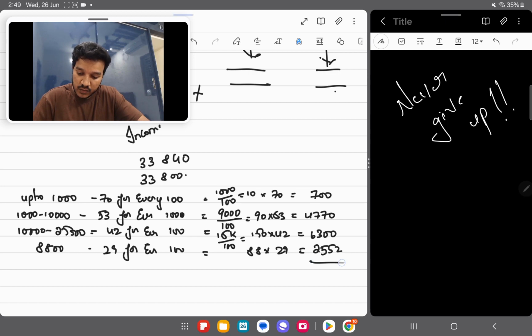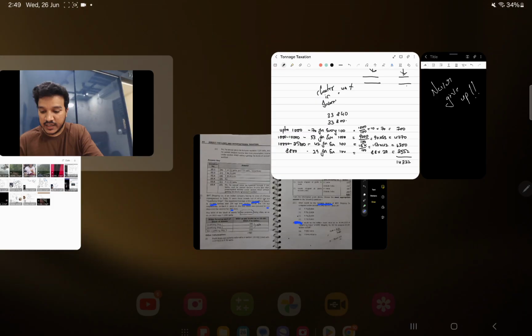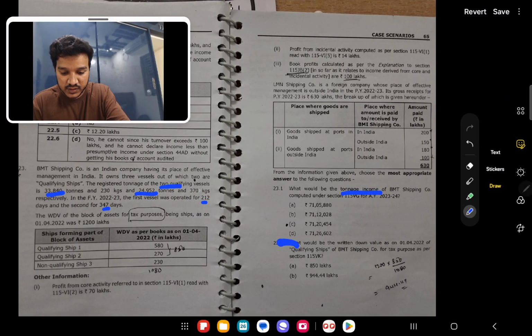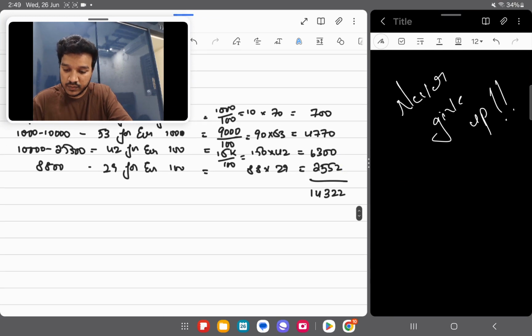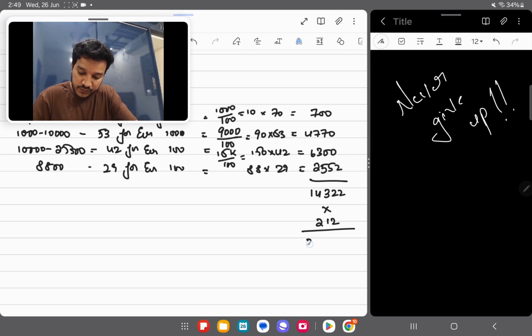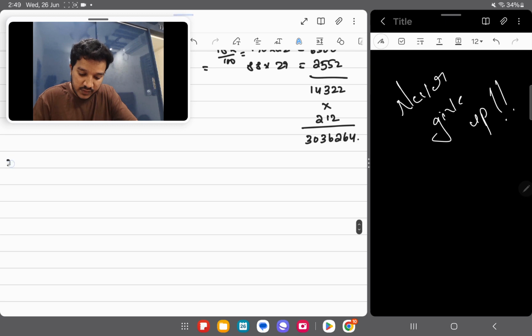Now we got the net tonnage: 6,300 plus 4,770 plus 700 plus 2,552, which comes to 14,322. Now we will go back to the question. There he gave us the number of days it is operating. The first ship is operating for 212 days, with a net tonnage of 14,322. Now we will multiply this with 212, which comes to 3036264, right?